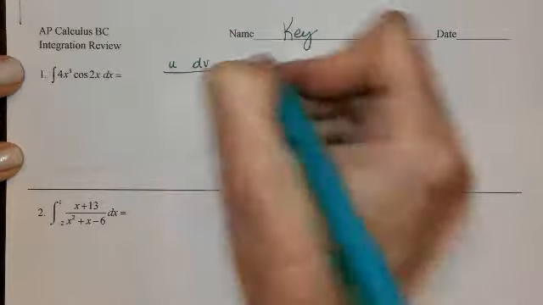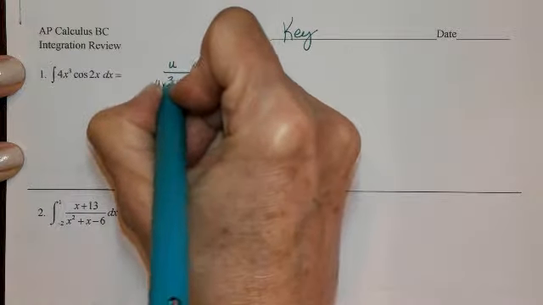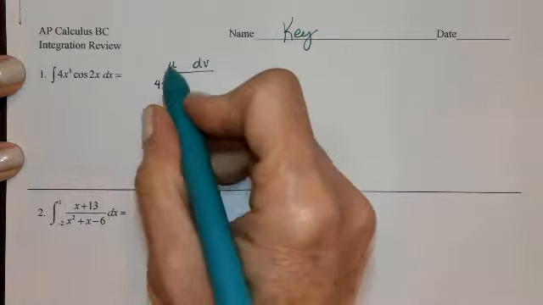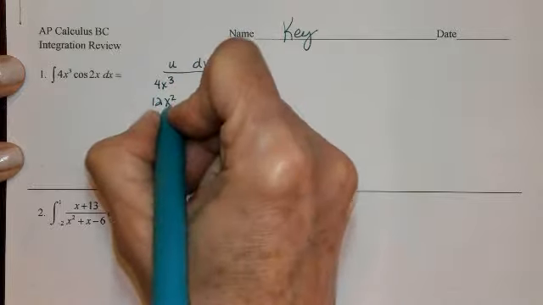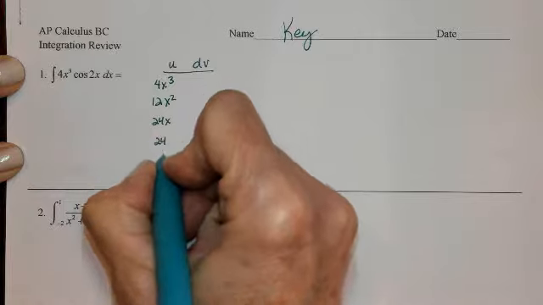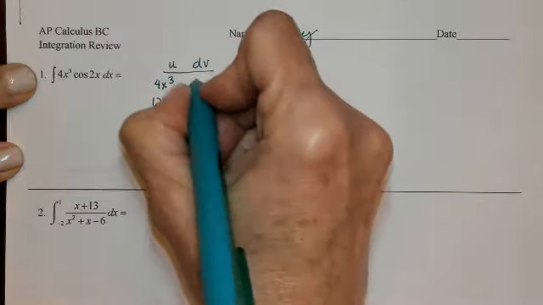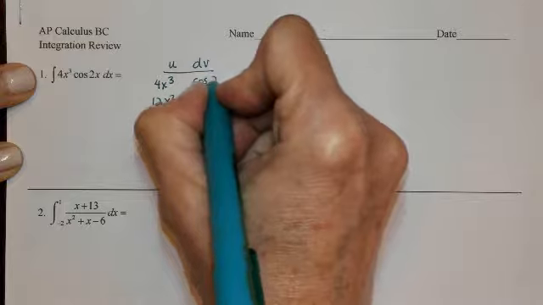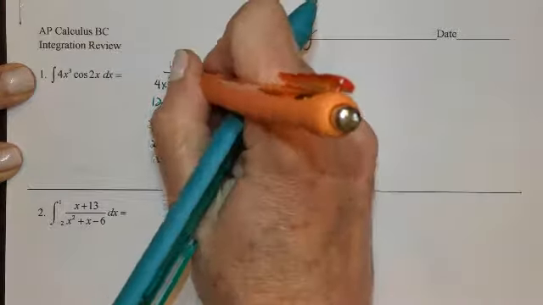I'm going to come over here, u and dv. So 4x cubed. Under the u, take the derivative until you get to 0. So 12x squared, 24x, 24, and 0. Under dv, you put everything else. And then remember that we're integrating this side.